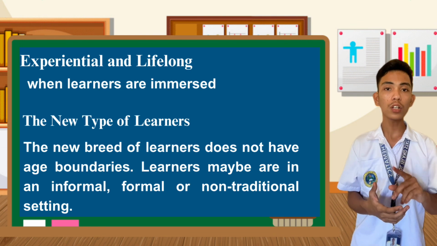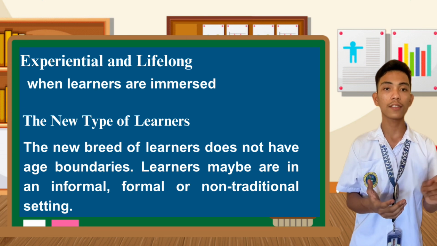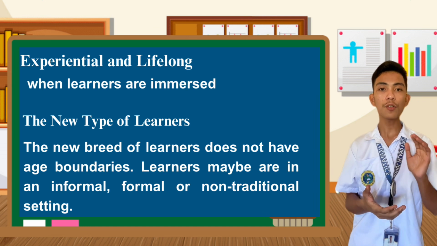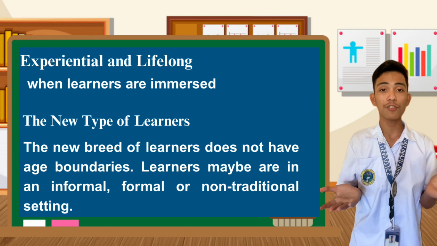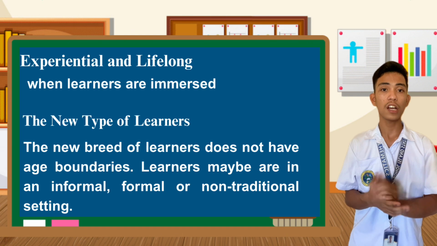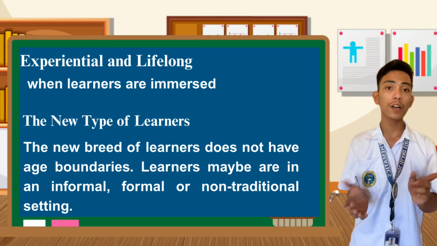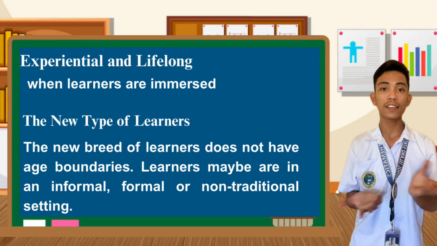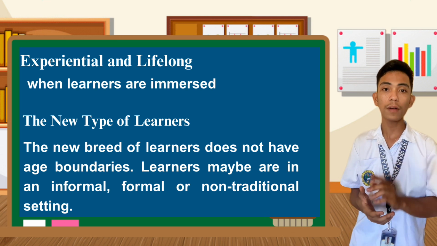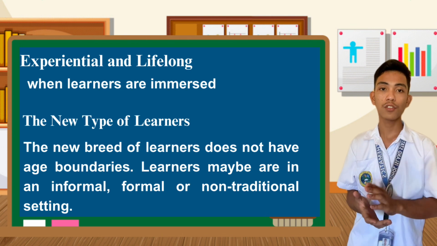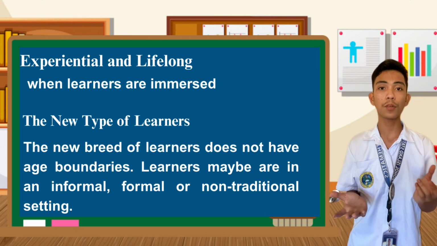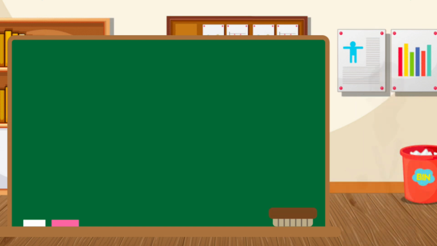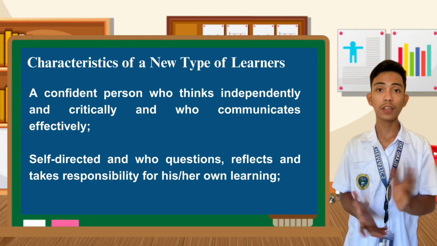If we have a new learning environment and new learning contents, of course, we also have a new type of learners. The new breed of learners does not have age boundaries. Learners may be in an informal, formal, or non-traditional setting. Formal setting is done in schools or universities. Informal is done through online, and non-traditional is done through workshops. Examples of this are the ALS or the Alternative Learning System. So these are the characteristics of a new type of learner.